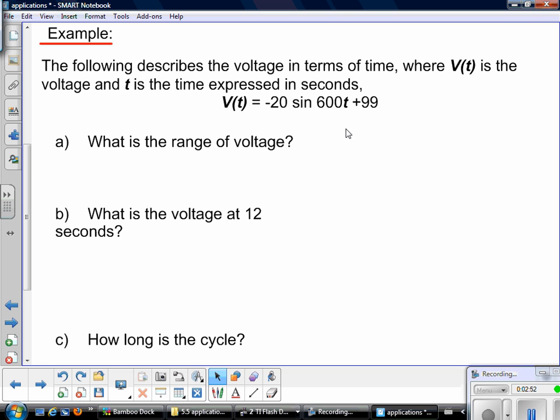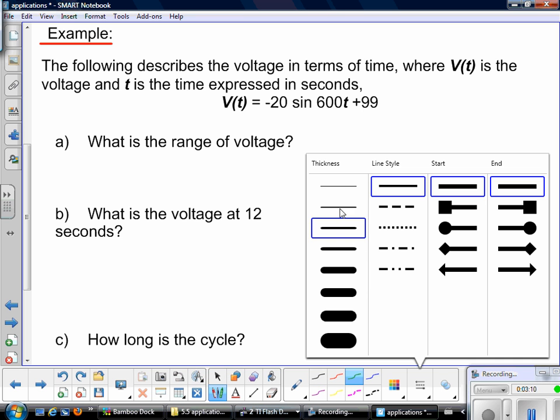Okay, so first of all, it says what is the range of voltage? Well, range would be, if I went to graph this, what would my highest point be and what would my lowest point be? Now, notice it doesn't ask me to graph it, and I don't intend to graph it. However, I might sketch something to help me figure out what I need to know.